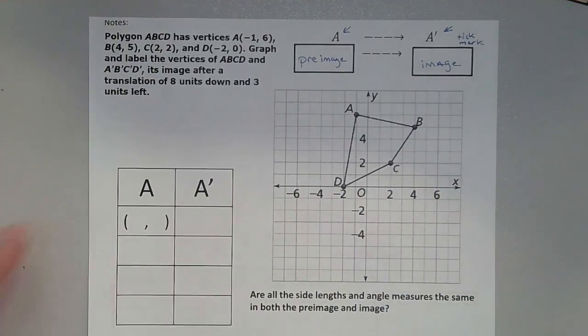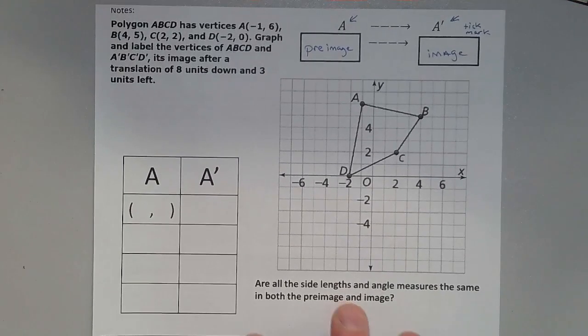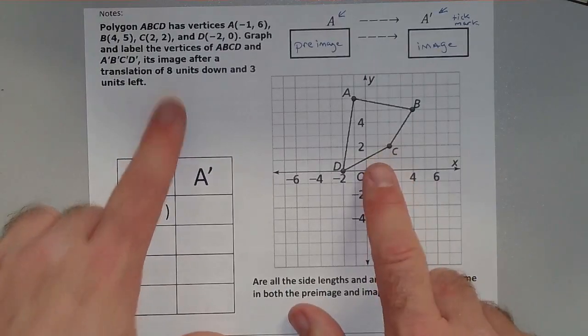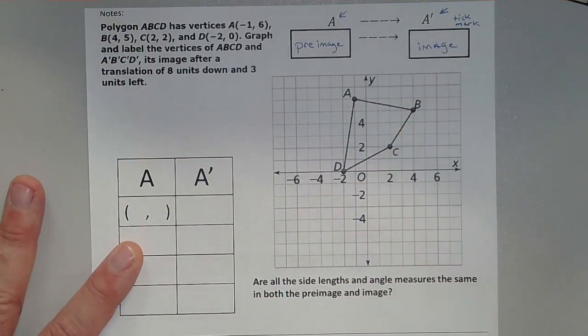And that little tick mark will say that that's A prime. That's our image location. Okay, on to the prompt. Polygon ABCD has vertices, and it's been graphed. I graphed it for you.